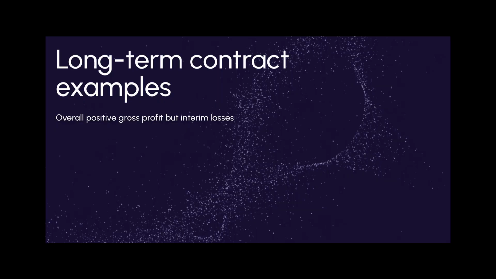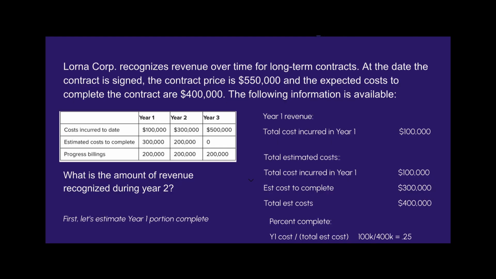This is an example of long-term contracts where we have a positive overall gross profit, and we have positive gross profit in some years and an interim negative gross profit. This is the example that I've used before, but our contract price is $550. Our estimated cost to complete at the outset is $400.